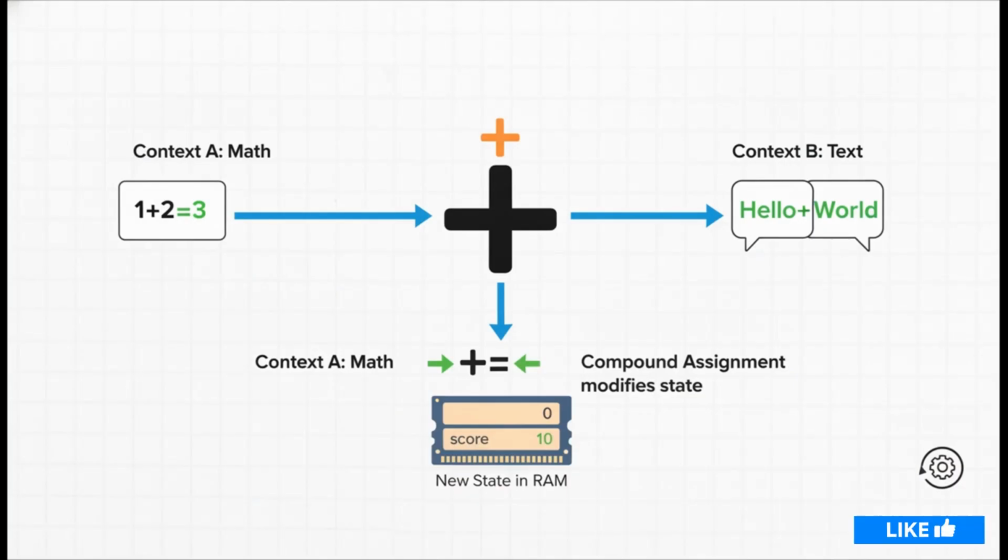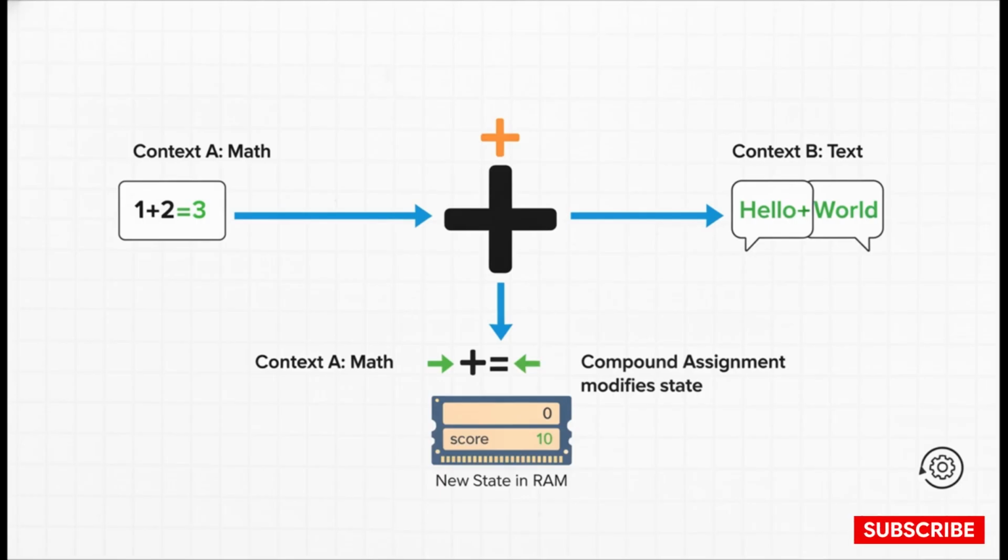Now, things get super dynamic when we introduce something called ad hoc polymorphism, which you might know better as operator overloading. This means the exact same symbol can perform totally different actions based on its context. For instance, in Java, the plus symbol can sum two numbers together, or it can concatenate two text strings. Furthermore, we have compound assignment operators, like plus equals. This doesn't just evaluate a result, it actively modifies the state of a variable stored in the computer's memory. The operator essentially acts as an agent of change within the RAM.